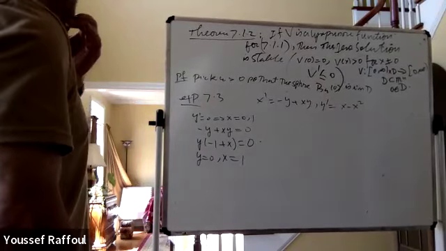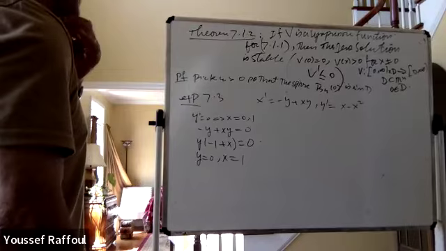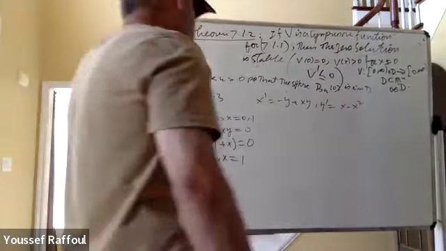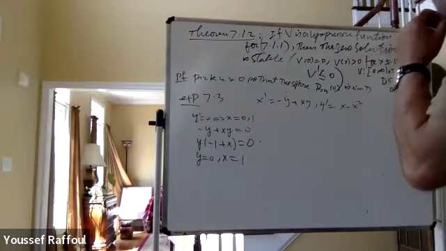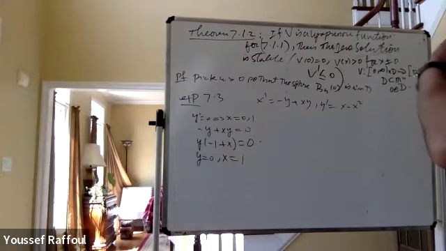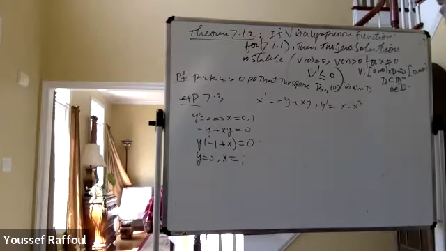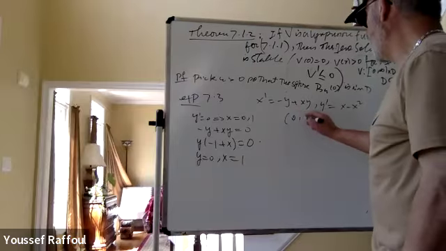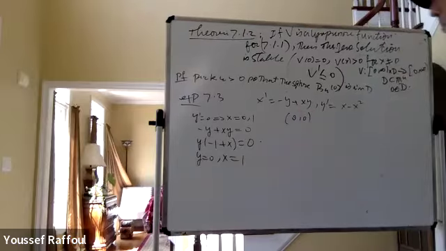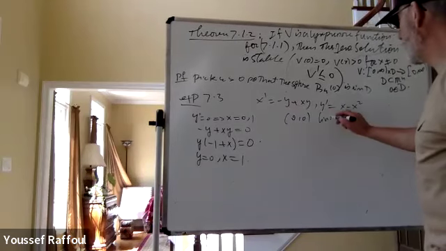So the critical point is, if I take x equal to 1, y could be anything. In other words, I have 0, 0 as one of my critical points, and this is what I want for now. Now, let's try linearization.